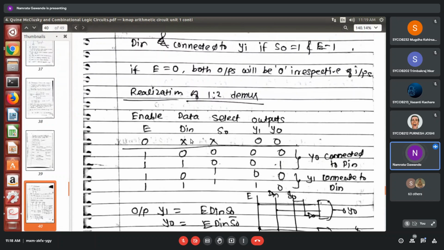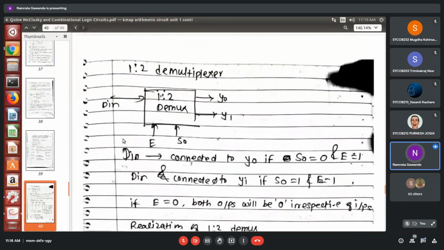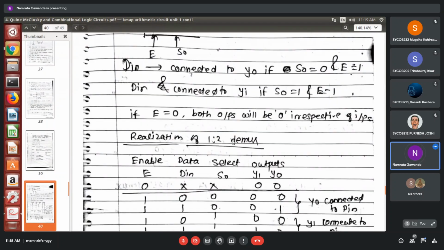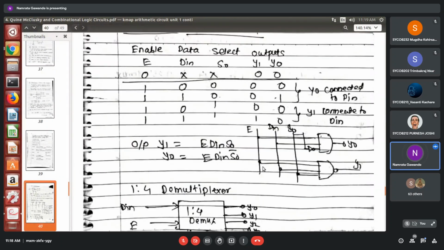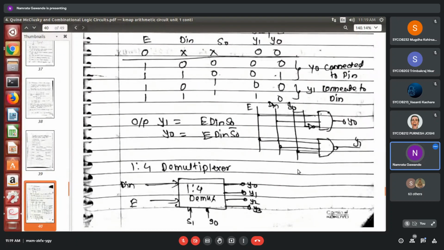Even if you have not understood this table, it is not required. What is required is that you should know this particular concept: how D in will be connected to Y0 and how D in will be connected to Y1. This truth table is not required. It is just given over here to draw this logic circuit. So you can just go with this.